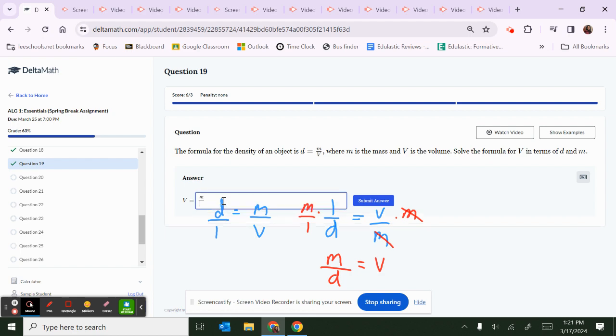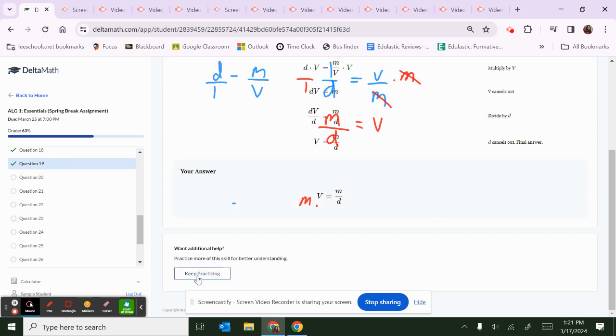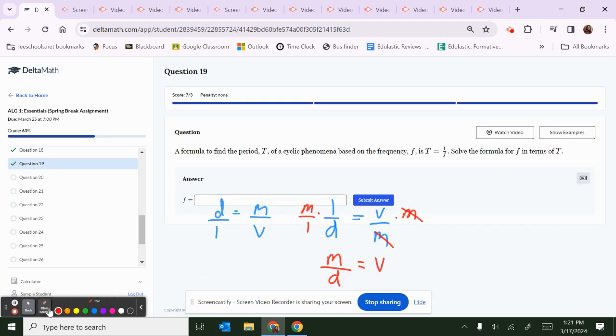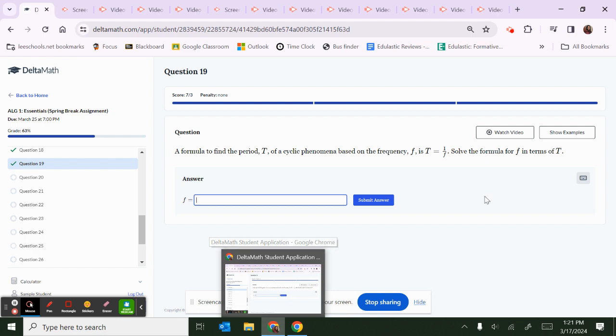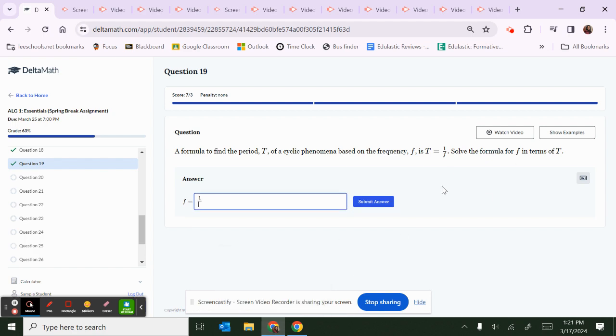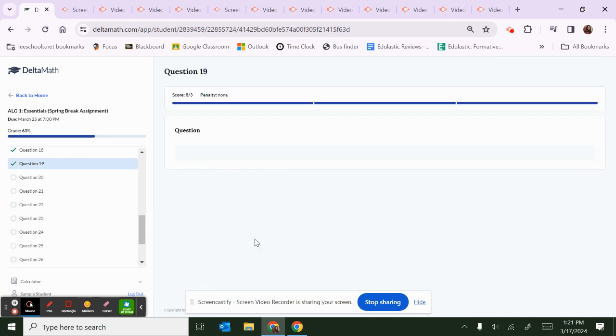So m over d. This can get difficult because, again, it doesn't have any numbers. It has only letters, so a lot of persons get intimidated by that. But I'm telling you, you guys can do this and not get intimidated. Like this one says solve for f. I flip both sides, so it'd be 1 over t. All right? So again, guys, the more you practice, the better you'll get at this.